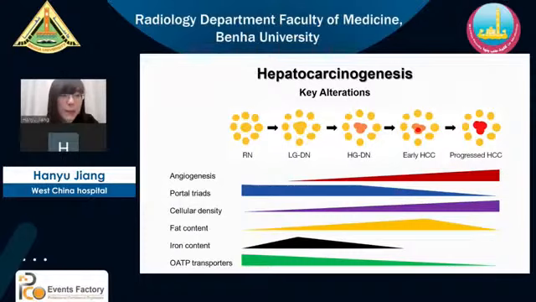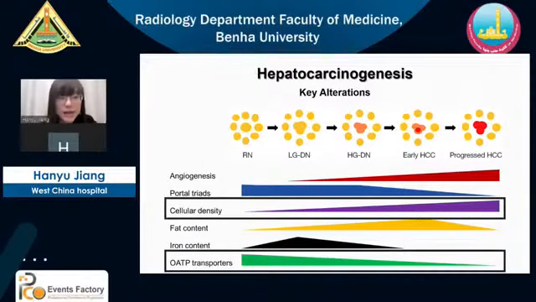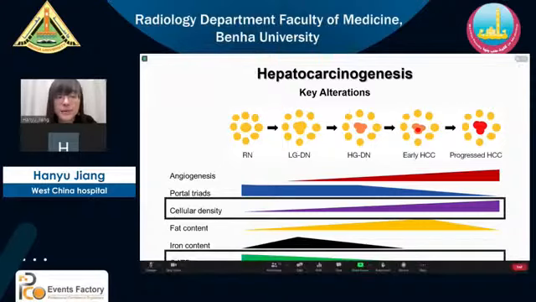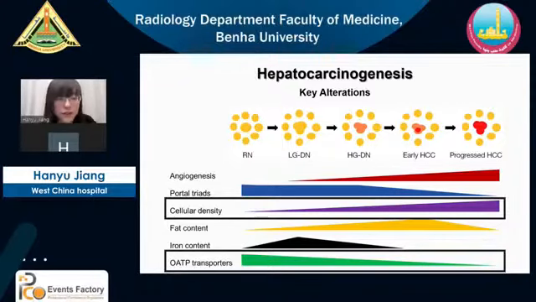In summary, among all key alterations that we have just covered, increase in cellular density and reduction in OATP transporters take place in the earliest stage prior to other changes, as we can see here, and are the most sensitive indicators of HCC. However, while these changes were valued as major features for HCC diagnosis in some regions, other guidelines treat them as indeterminate ancillary features.